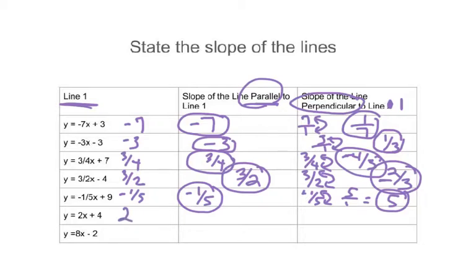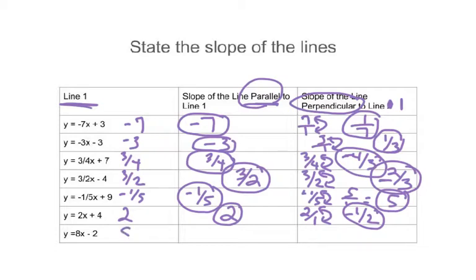This slope is a 2. That means the parallel slope is also 2. To write a whole number as a fraction, I put a 1 underneath. If I flip over 2 over 1, it becomes 1/2. This slope is positive, so this slope has to be negative.